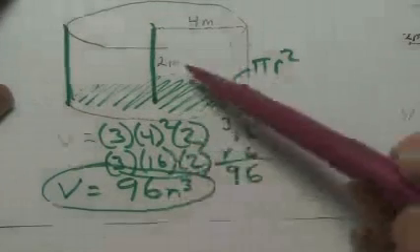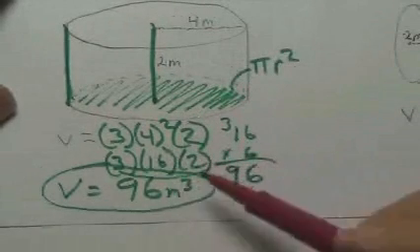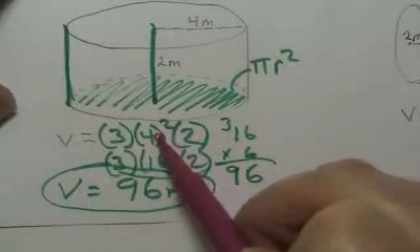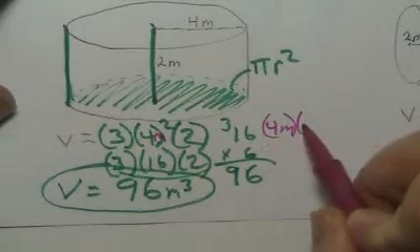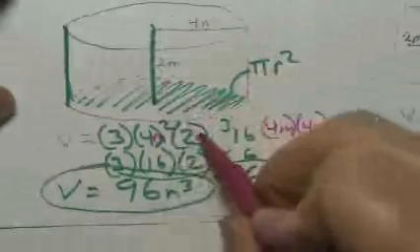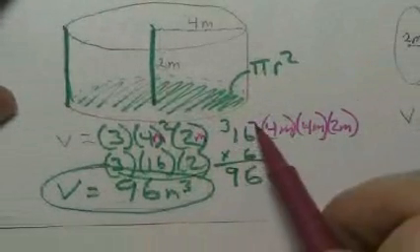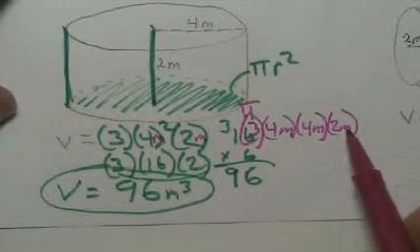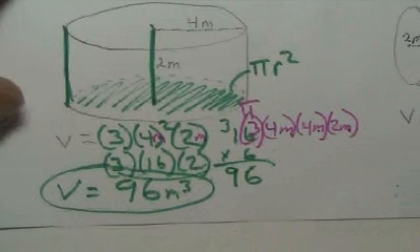Now you may ask yourself, how come there's only 2 meters here, but yet we end up with meters cubed? The reason for that is because 4 squared, that's 4 meters squared. So that's really 4 meters times 4 meters. And then the height was 2 meters times 2 meters, and 3, that was for pi. So meters, meters, meters, that makes meters cubed. And so that's where the other meters comes in.